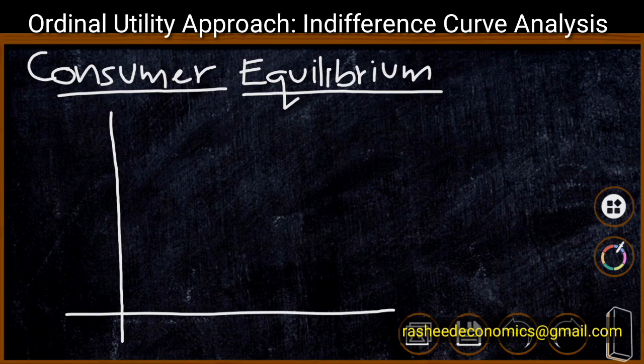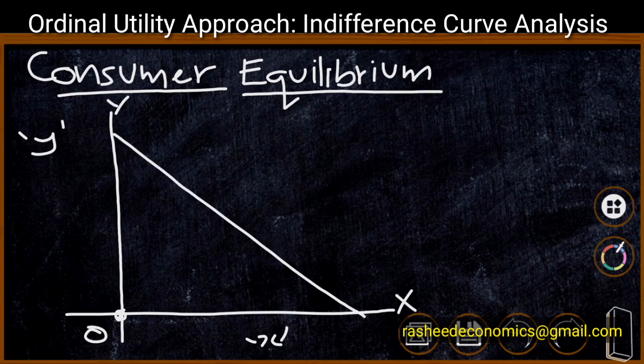We have the x-axis and y-axis. On the x-axis we are representing product X and on the y-axis we are representing product Y. We have an income price line, that is AB. This income price line shows all possible combinations of X and Y that can be purchased by the consumer.